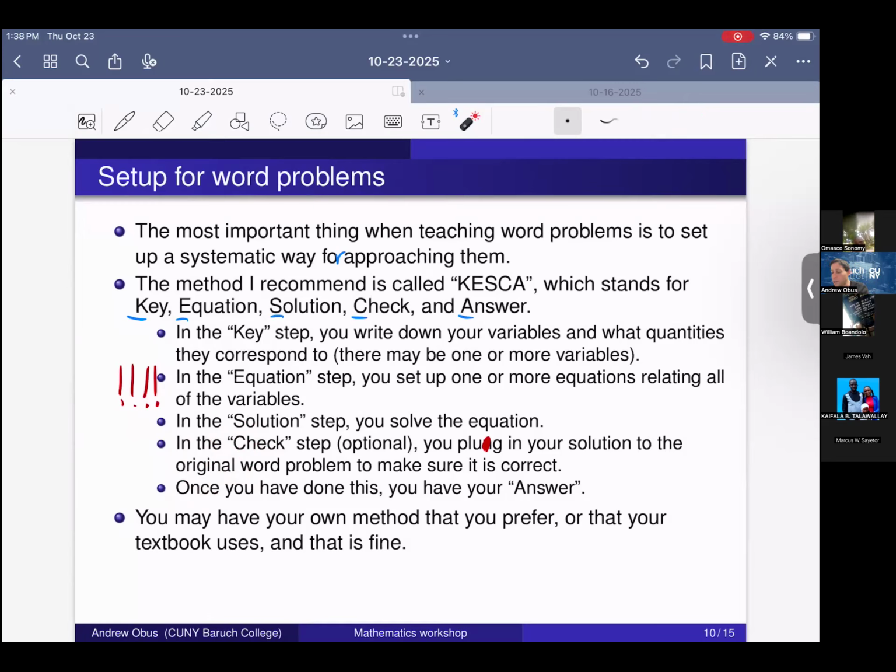Again, you may have your own method that you prefer or that your own textbook uses. That's completely fine. We'll use KESCA today, but you can do it however you want. But it's important that you teach your students a method, because word problems can look very, very different from each other, but at least at the high school level, they can basically all be solved with this method. The equations that you get may be more complicated for some problems than for others, but at the very least, the method is consistent and will always work. And I think if your students know that there's a method that's always going to work, then they'll be more confident.